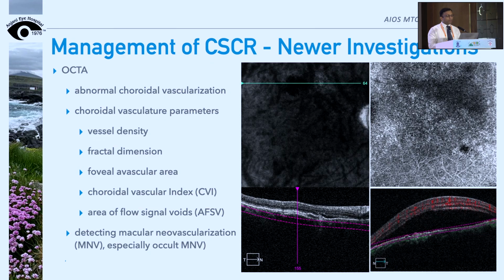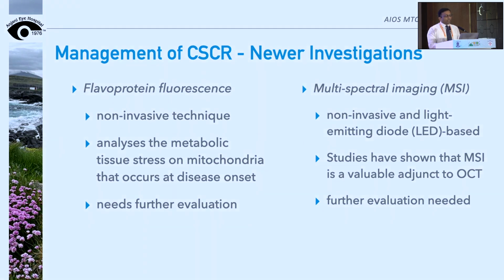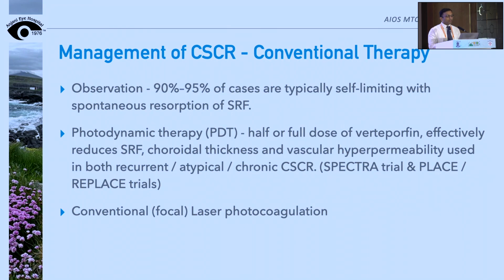OCTA also helps us in some way by detecting choroidal neovascular membranes and the choroidal vascularity index, vascular density, fractal dimensions, etc. The newer investigations which are in the pipeline are non-invasive techniques, mainly flavoprotein fluorescence and multispectral imaging. But these need further evaluation and have not officially come out in the market.